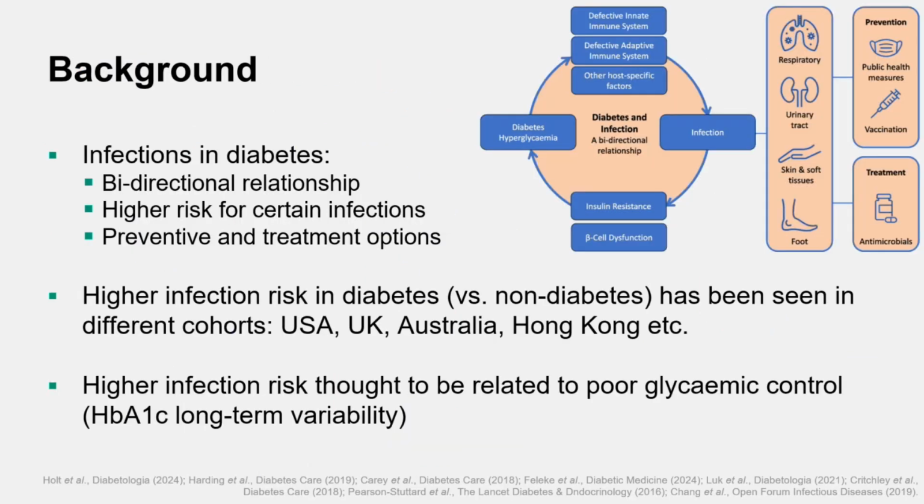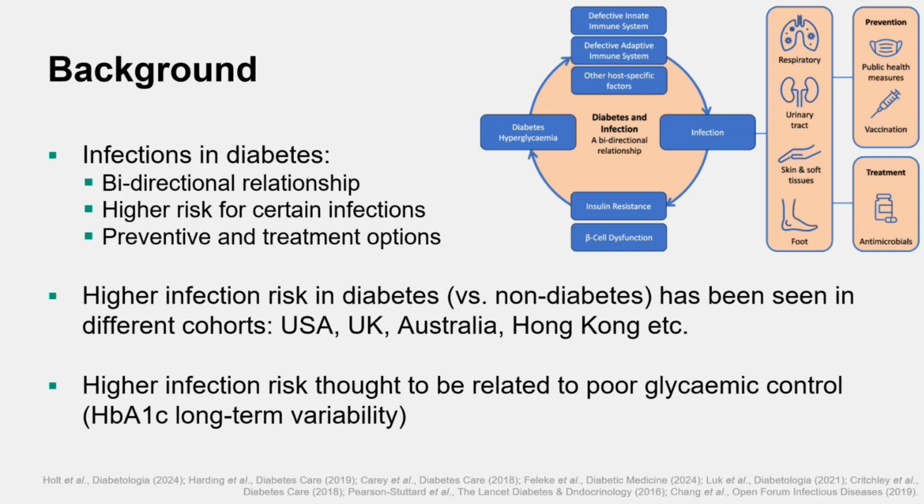The relationship between infections and diabetes is an interesting one. So higher sugar levels predispose you to infections, and infections themselves lead to higher sugar levels. So you have this bi-directional relationship. And previous analyses have shown certain infections that are higher risk in diabetes and certain management options that have been advocated for. If anyone is interested, there's a really good review article that highlights this bi-directional relationship between diabetes and infections by Richard Holt in Diabetologia.